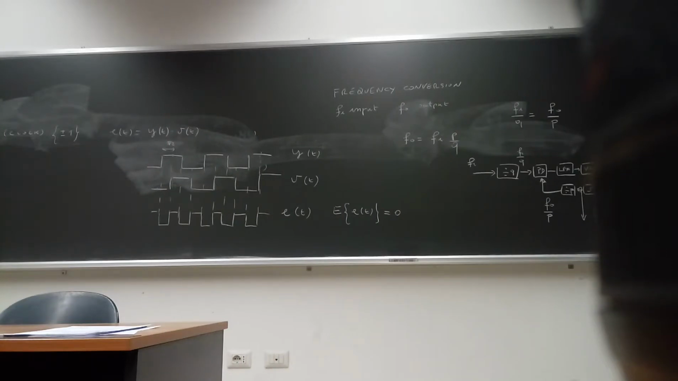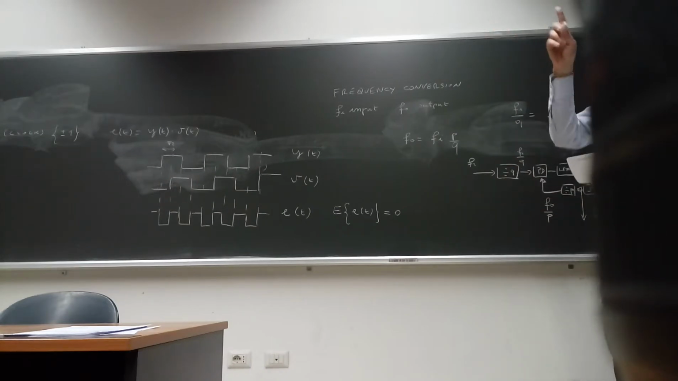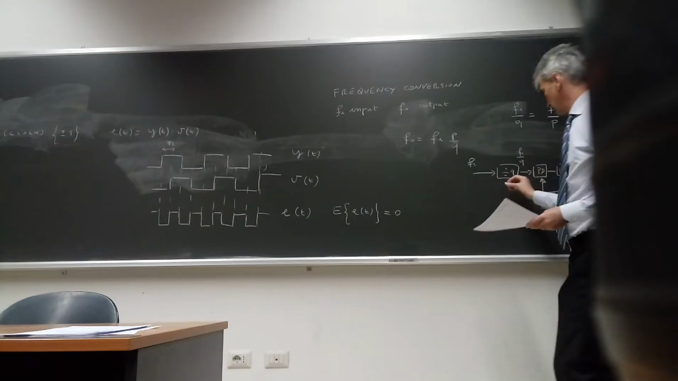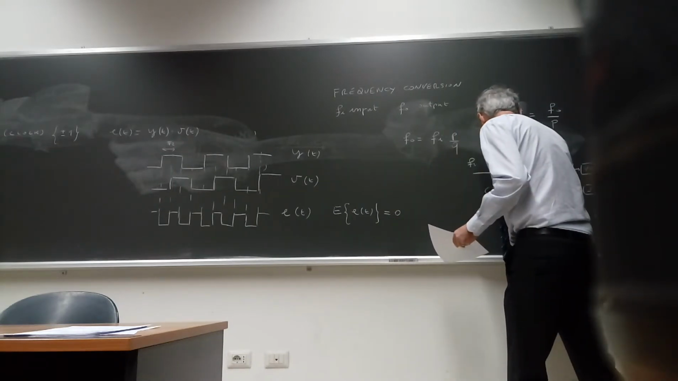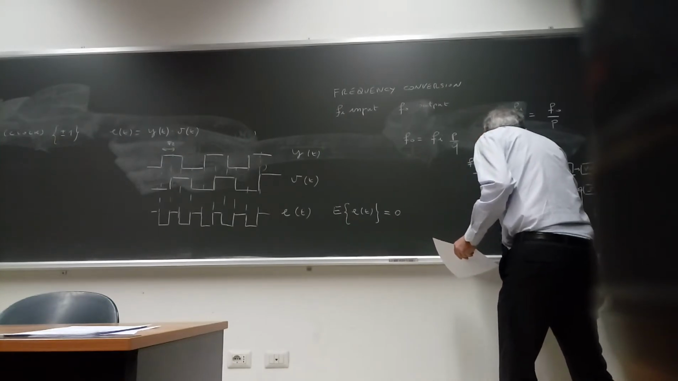Do you know how to perform frequency division? You get a clock as input. Count the number of the clock pulses, exactly. This is basically a counter, and when the counter reaches Q, then it gives out a rising edge. This is a counter modulo Q.